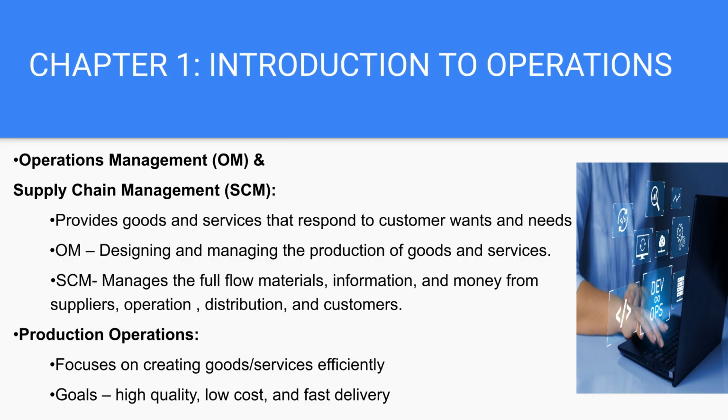Chapter 1, Introduction to Operations. Operations and supply chain managers have 5 responsibilities: managing processing, quality, capacity, and inventory in the supply chain. Operation managers run the processing. Supply chain managers look at how those goods move from suppliers to customers, and production operations is the hands-on side of creating the product efficiently.